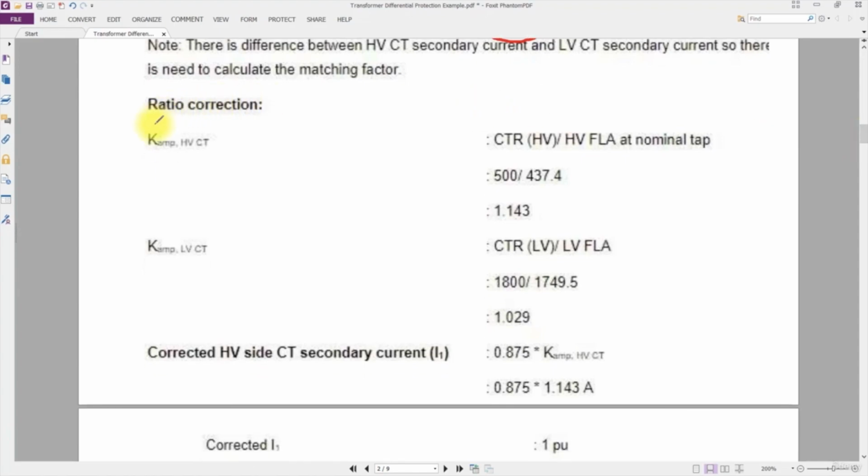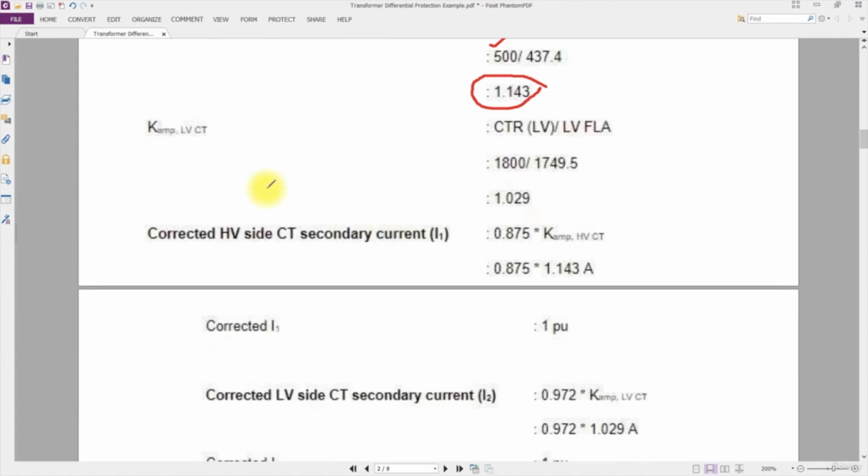For the ratio correction, we will put K amp HV CT. You will use this formula: CT ratio on the HV side divided by the HV full load ampere at nominal tap. So the CT ratio is 500 divided by 437.4, and K amp HV CT will be equal to 1.143. In the same way, you have to do the calculation for the LV CT correction factor. It is equal to the CT ratio of LV divided by the LV full load amperes. The CT ratio of LV is 1800 divided by 1749.5, so K amp LV CT is equal to 1.029.